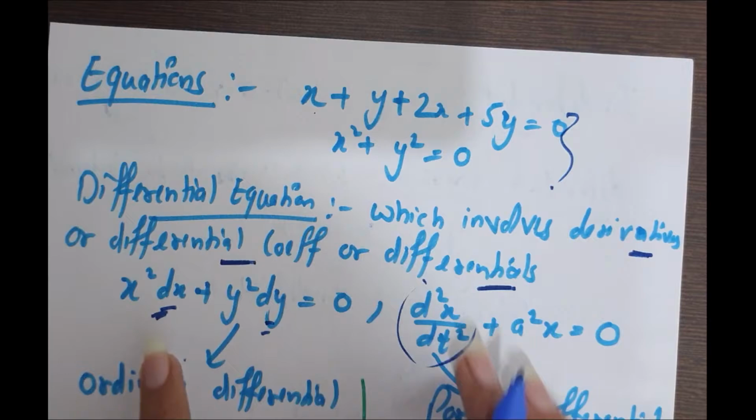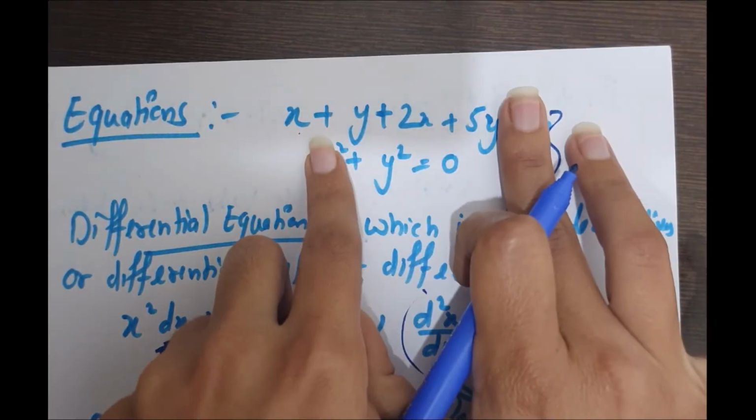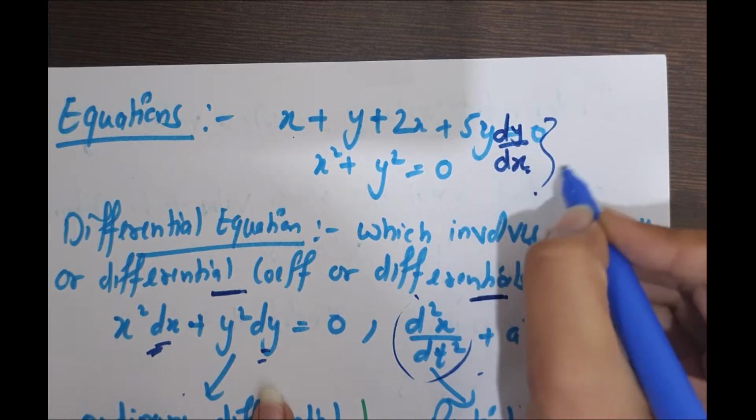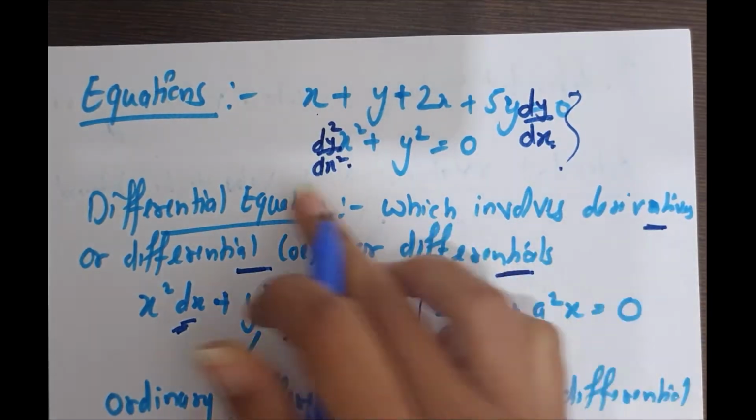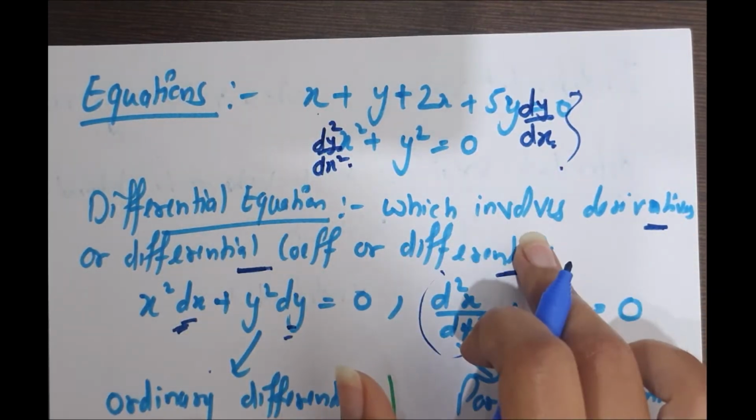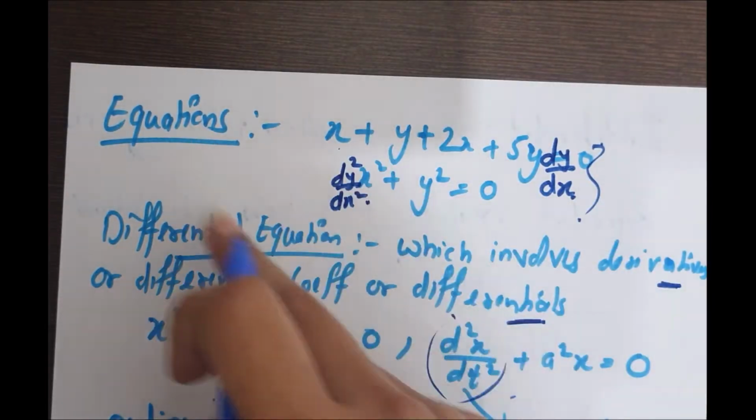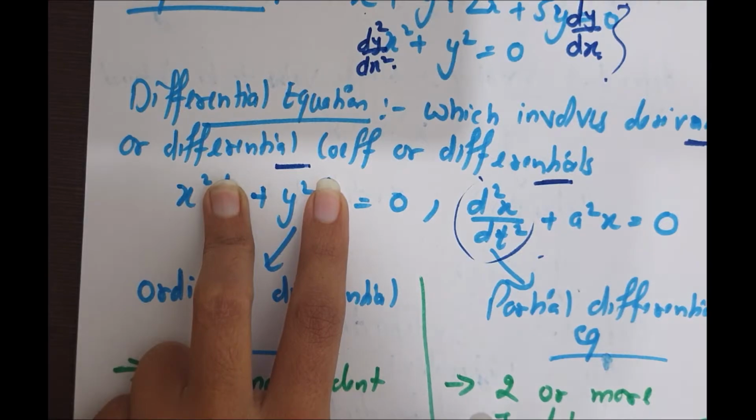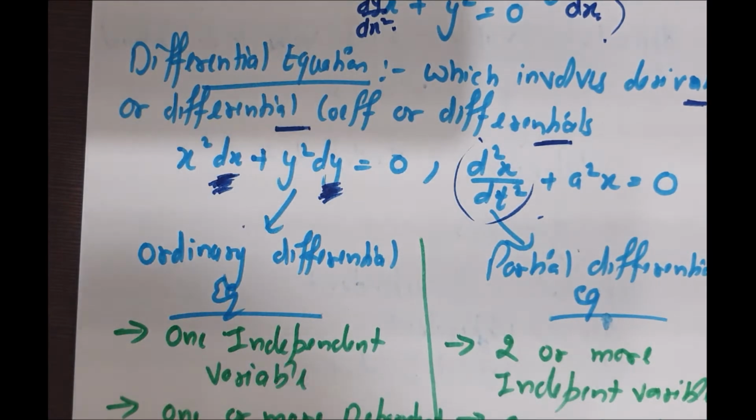When derivatives get involved in it, this was an equation. When I multiply this equation with dy by dx, it becomes a differential equation. When I did it like this, it also becomes a differential equation. I've told you about equations because I want to differentiate between equations and differential equations. If I remove this derivative, it again becomes an equation. Now you all must be clear about equation and differential equation.